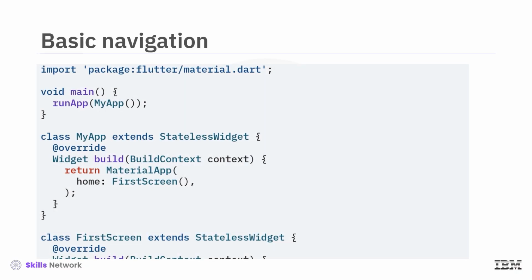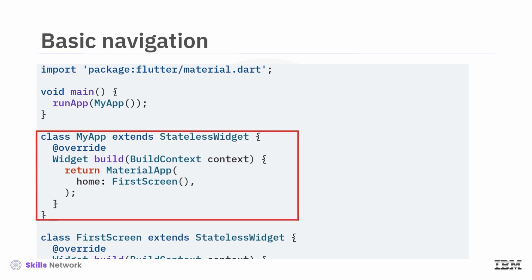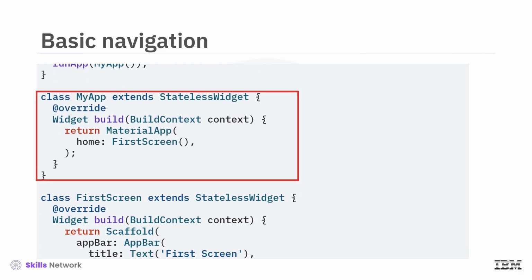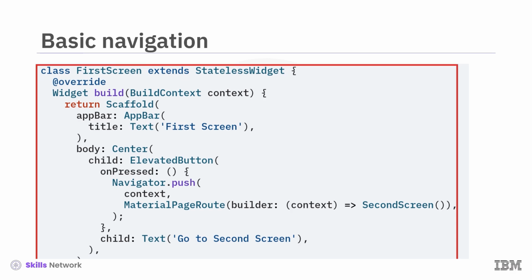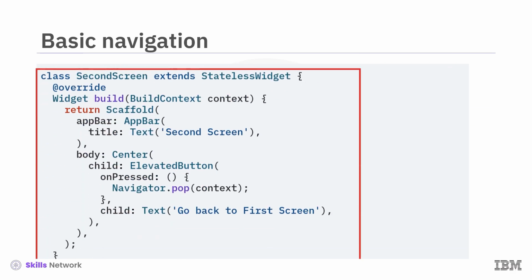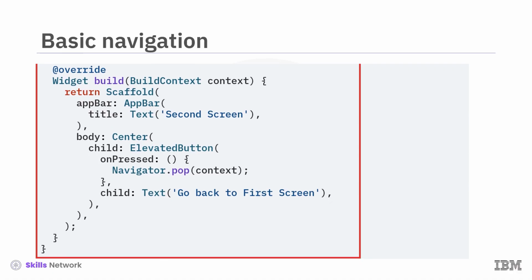Let's look at a simple code example to understand how the Navigator class can be used for basic forward and backward navigation between screens. MyApp is a widget that houses the MaterialApp widget. The app has two screens, the first screen and the second screen. The first screen widget contains a button that navigates to the second screen widget when the push method is used, adding the screen to the navigation stack. The pop method navigates backward by removing the screen that has just been added, in this case, the second screen.